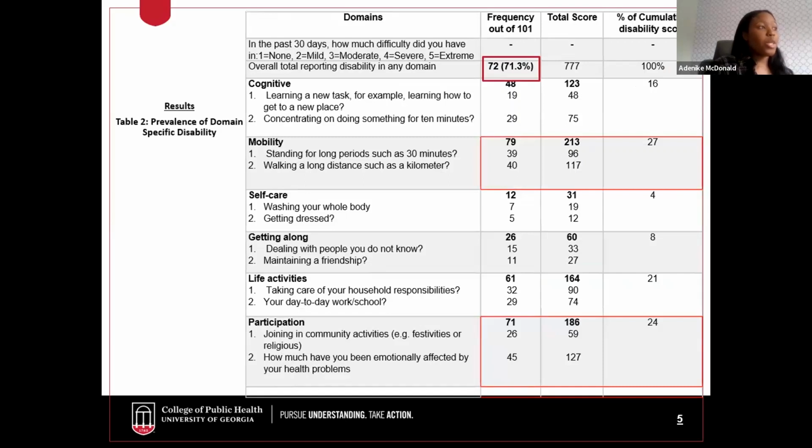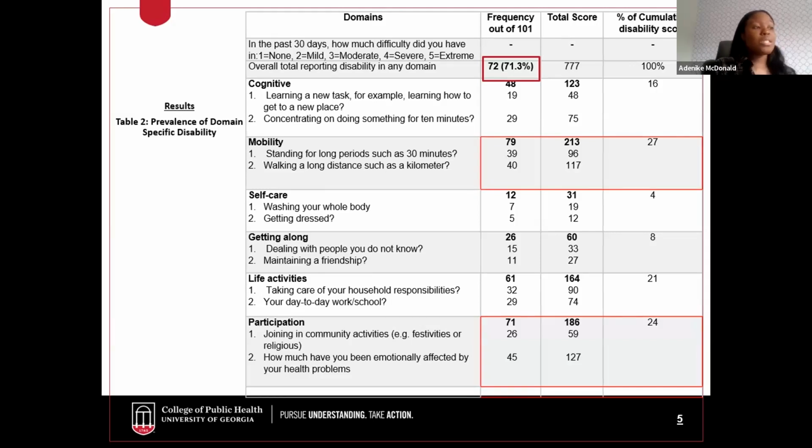For this table, we're looking at the prevalence of domain-specific disability, and here we have our 6 domains. We have cognitive, mobility, self-care, getting along, life activities, and participation, and we see where each has 2 questions. And the answers were answered on a Likert scale ranging from 1 to 5, 1 being no issues completing the activities at all, and 5 being extreme difficulty completing the activities or not being able to complete the activities at all.